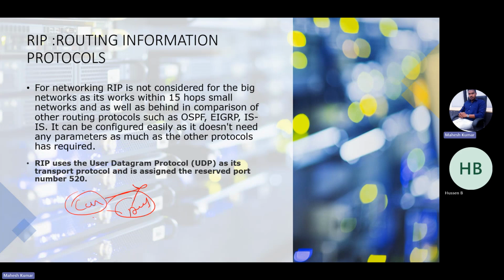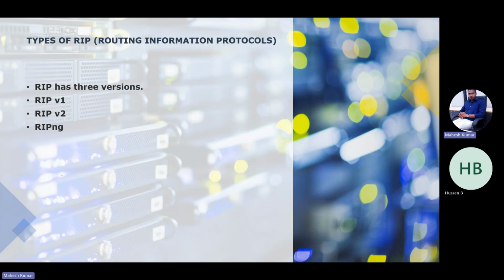RIP uses the User Datagram Protocol, UDP, as its transport protocol, and it is assigned the reserved port number 520. RIP uses UDP to send its packets with port number 520. Okay, sir. Yes. After that, RIP has three versions: RIP version 1, RIP version 2, which we already know, and RIPng, which is especially designed for IPv6. We cannot configure RIP next generation on IP version 4. Okay. Yes, sir.